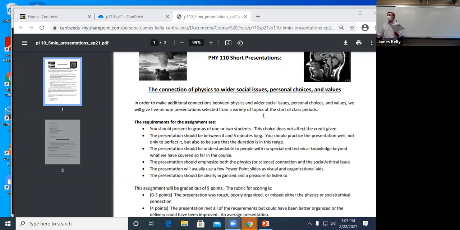The main requirements are just the connection with some personal interests, societal interests, or ethical connection, any one of those. And science, more specifically physics, is good if you can connect it, but it doesn't have to be specifically physics that we talk about in this course. There's some other details on here, and there is a list of topics, and I encourage you to just ignore the list of topics and think, what do I want to talk about?